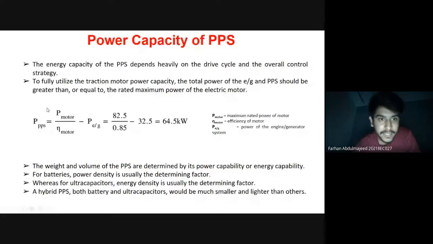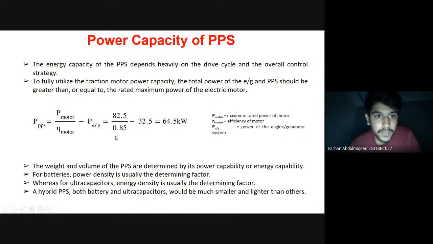See, from this equation, we can see that if you just bring the P of engine or generator to the left hand side, considering that the power of the motor required will be the sum of both the engine power and the battery's power, that is our PPS. So from our calculations, the general considerations which we have taken, we calculate that the power required for our vehicle will be 64.5 kilowatt.